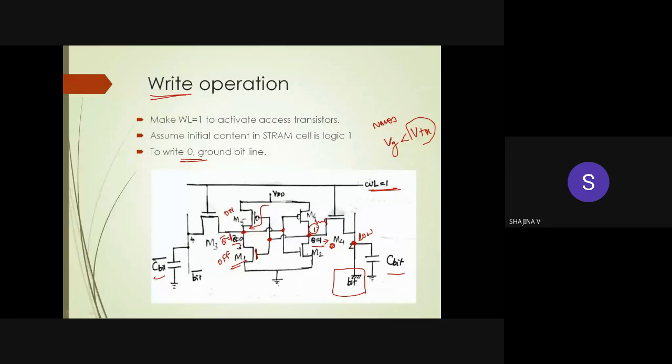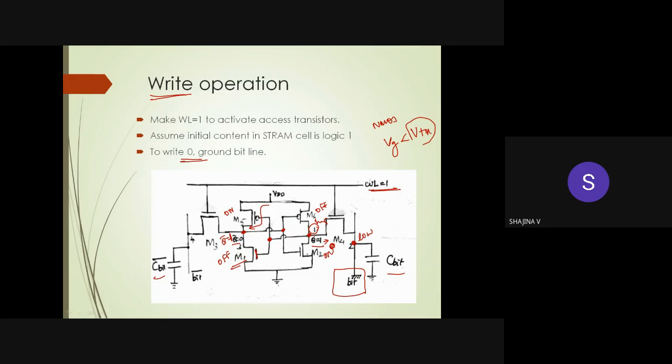Because it is an inverter, when input high voltage is applied, what will happen? If it is high, this PMOS will become off and NMOS turns on. As a result, my output voltage Q will change to this 0 value. So initially the content was logic 1. Now we have written the data logic 0 to the memory cell.